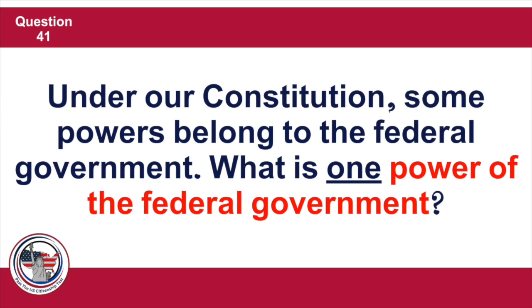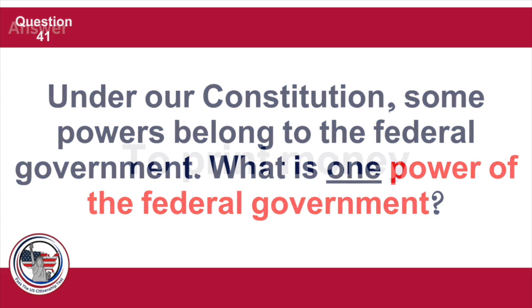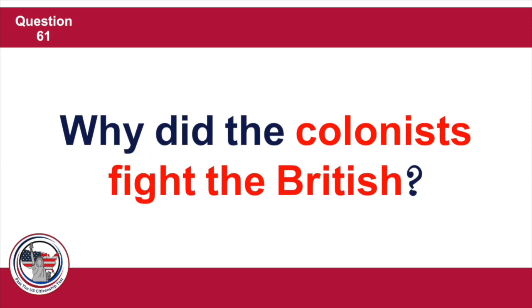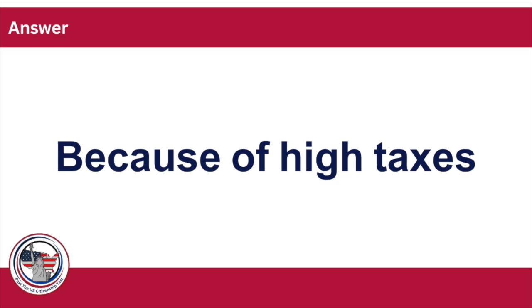Under our Constitution, some powers belong to the federal government. What is 1 power of the federal government? To print money. Why did the colonists fight the British? Because of high taxes.